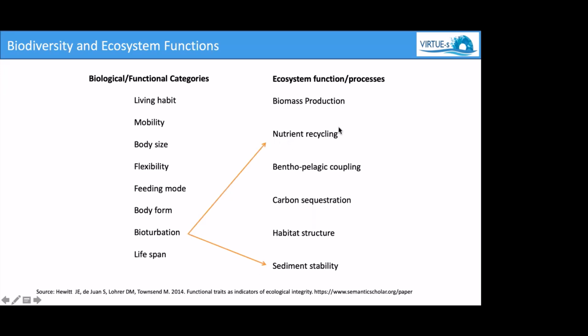So bioturbation, for instance, if you have nutrients already in the sediment and organisms bioturbate, it is possible that they free some of the phosphates or nitrates which have already settled in the sediment, or they can change the oxygen conditions in the sediment to help affect nutrient cycling. And lifespan, for instance, can affect biomass production, also carbon sequestration and habitat structure.